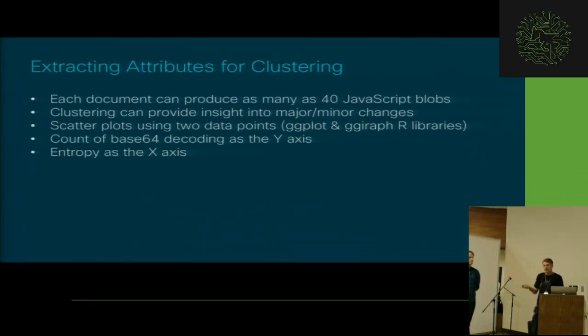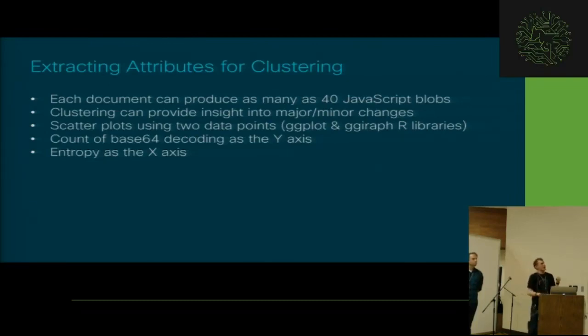For those of you who are working with any data, I highly suggest that you use R for any type of analysis like this. There's a lot of supporting Python libraries as well, like SciPy and stuff like that, but for this, I used the ggplot and ggiraffe R libraries, which are fantastic, to plot this within a scatter plot. And for one of the axes, we used the base64 decodings. So the amount of base64 decodings required to get to that JavaScript file, and then entropy.